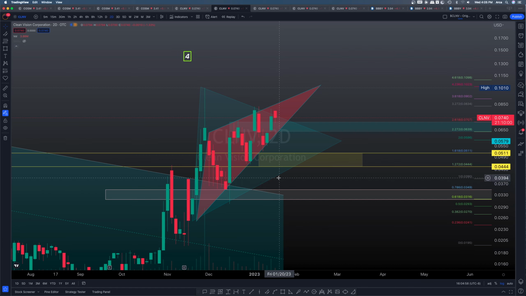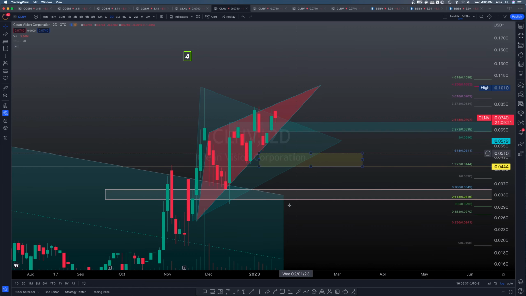We actually do need two touch points of the support in order to validate that we're within the pennant itself. We have already achieved the resistance touches: 1, 2, and 3, and 4 now. That's good, but we only have one for the lower end of the formation. We still need another to validate that we are within it. Below these supports, definitely know that we have the 0.786 to the 0.618, located at 349 to about 314.